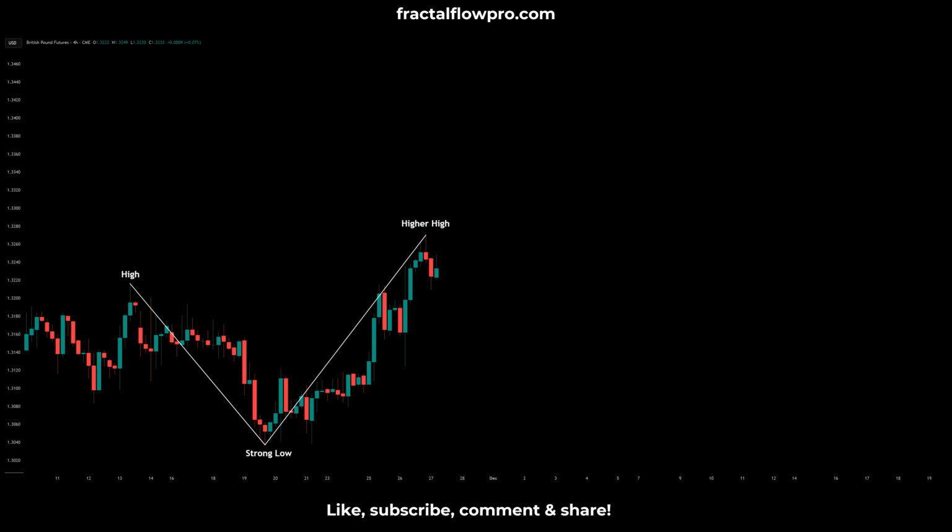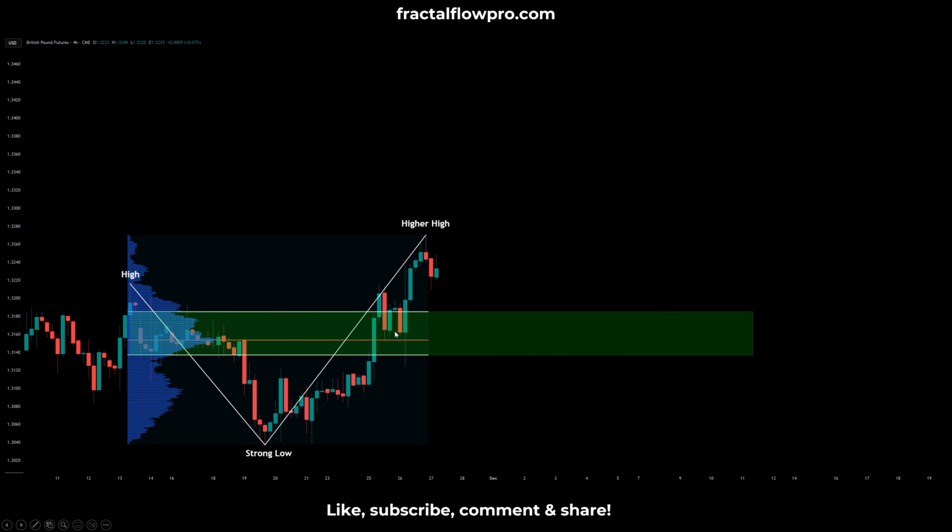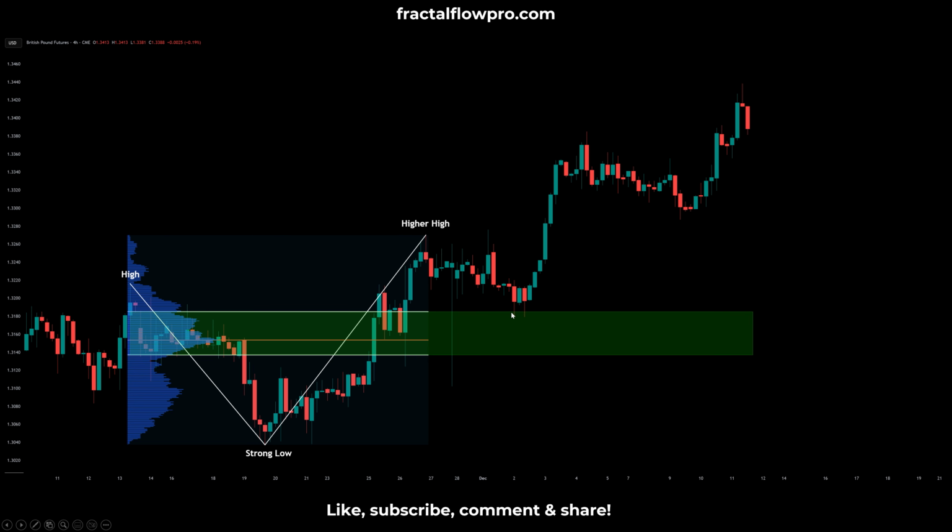Notice that we have a high, a higher high, and consequently a strong low in between. The next step is to anchor the fixed range volume profile from the high to the higher high like so, using the core value area of 40%. This highlights where the demand zone is most likely to be. In the next candles, we see a very strong reaction to the zone. Price then comes back to the value area high once again to test demand, and finally takes off.